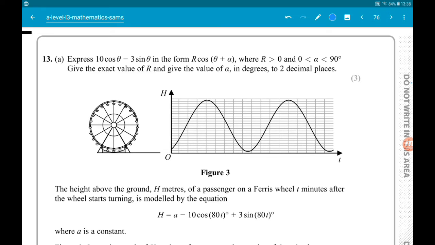13a wants us to express 4 cos theta minus 3 sin theta in the form r cos theta plus alpha, where r is greater than 0 and alpha is between 0 and 90 degrees. Give the exact value of r and give the value of alpha in degrees to 2 decimal places. Okay, so we want then r cos theta plus alpha.